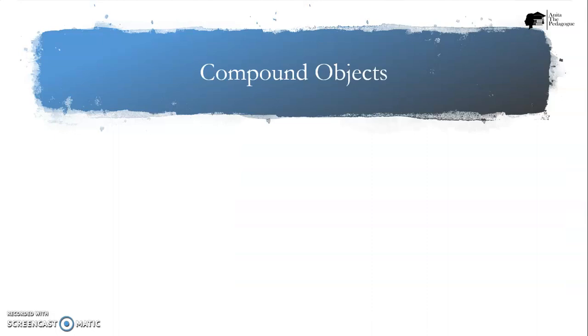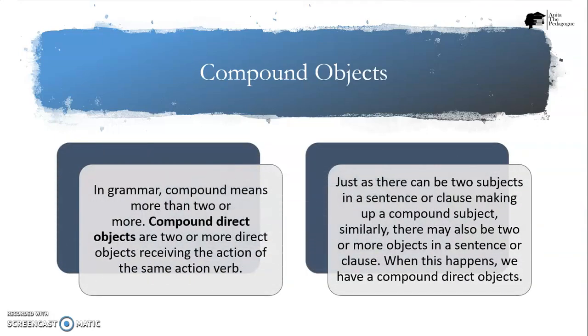Now let's take a look at compound objects. In grammar, compound means two or more. Compound direct objects are two or more direct objects receiving the action of the same action verb. Now note, just as there can be two subjects in a sentence or clause, making up a compound subject, similarly, there may also be two or more objects in a sentence or clause. When this happens, we have a compound direct object.